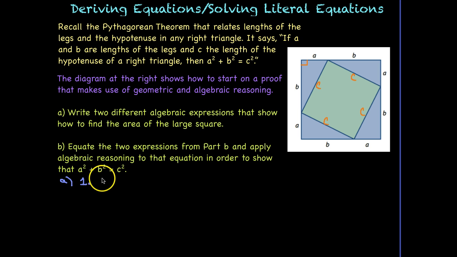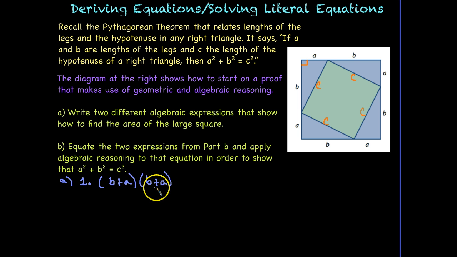So if we look at the length, we have two numbers. We have this part, which is B, and this part, which is A. We need to add those together. So we can call that B plus A. And then the other side here, so length times width, is also B plus A. That is equal to our area.